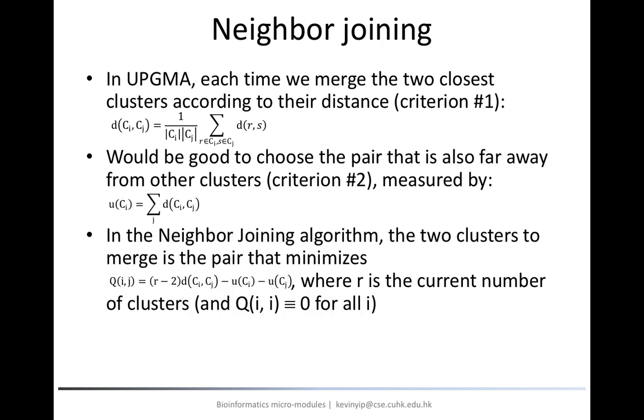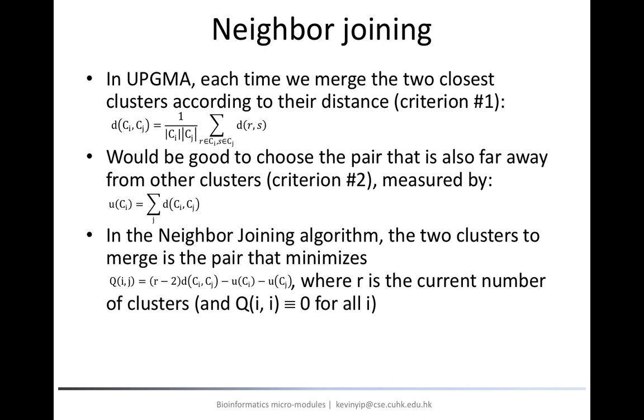Putting these two objectives together, we define a scoring function called Q, where the Q score for clusters Ci and Cj is equal to the distance between them times the scaling factor minus U(Ci) and U(Cj). The scaling factor is chosen to be R-2, where R is the current number of clusters before the merge.